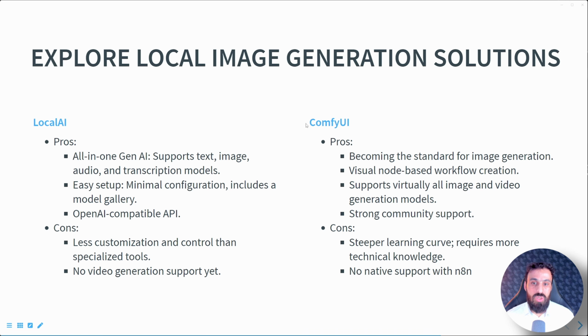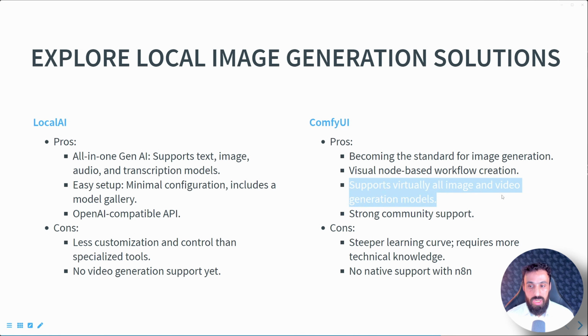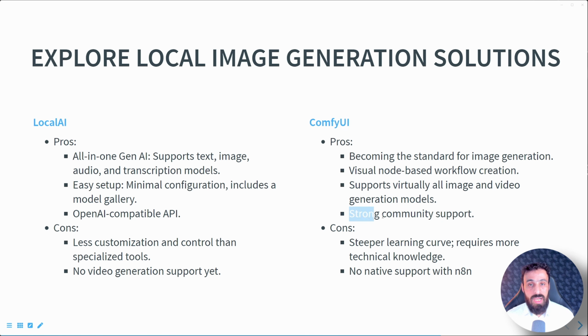That brings us to the second option, which is ComfyUI. It is becoming the standard for local image generation. It's supported by virtually all image and video generation models. It has strong community support. It is a node-based workflow automation, similar to N8N to a certain degree, and that can provide advanced ways of customizing our images, whether to add upscaling or to add inpainting or outpainting. It also might present a steeper learning curve, which requires more technical knowledge, and it has no native support with N8N, although one of the community members has already created a node for that, so thanks a million to him.